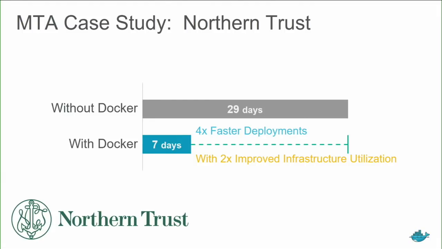They went from 29 days to make a deployment to 7 days. On top of that, they found that they were doubling their infrastructure efficiency. They required half the infrastructure to accomplish the same performance of the application. And not the least of which, they are now able to put it on modern infrastructure, put it on Azure, and take advantage of Azure's elasticity benefits as well.